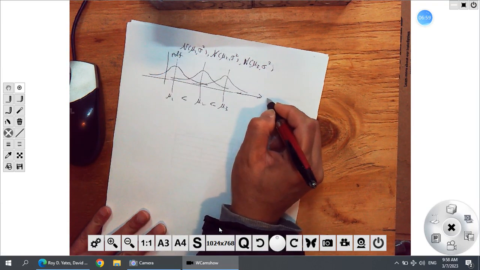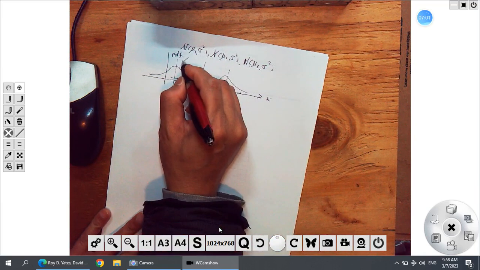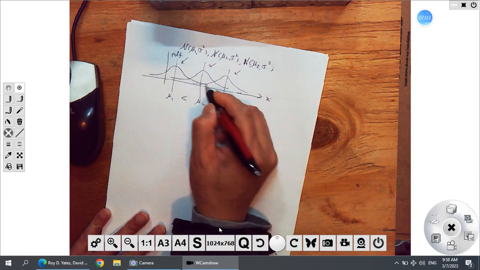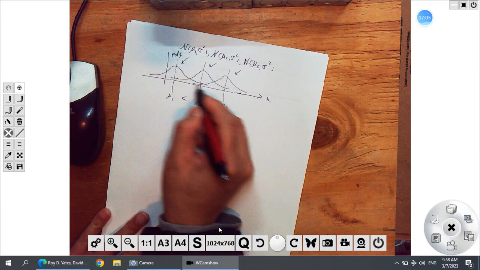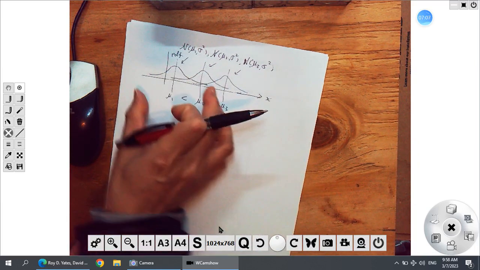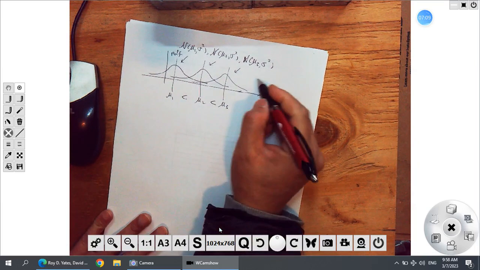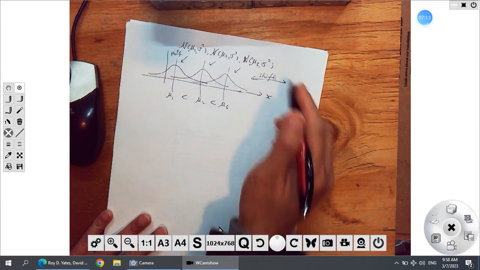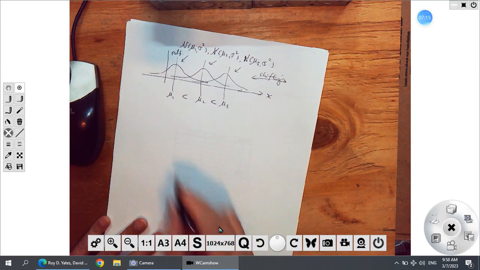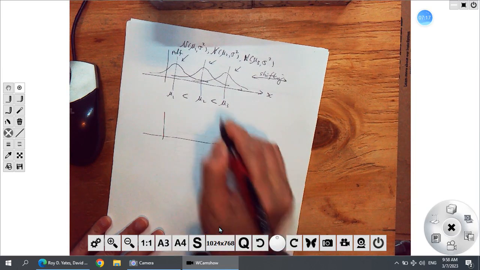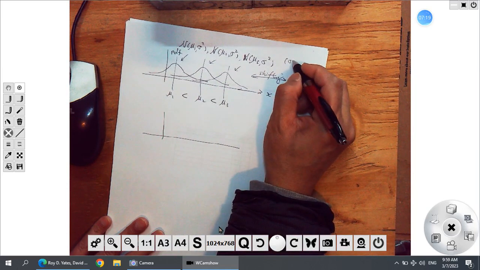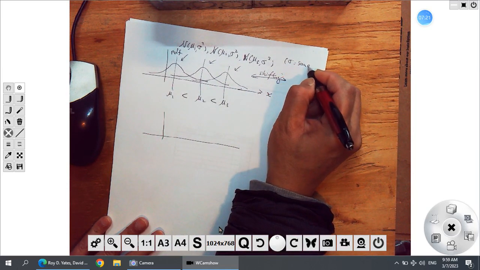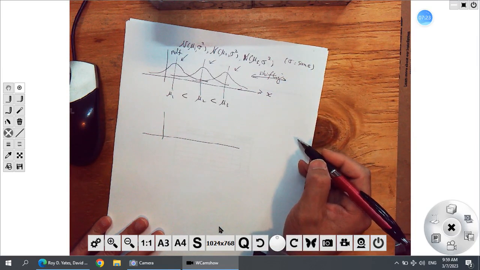This is X, right? So we have these three distributions. The PDF graph looks like this. For different mu, it is just a shift. It's a shifting. And for this, sigma is the same: same sigma, same sigma square, same variance.